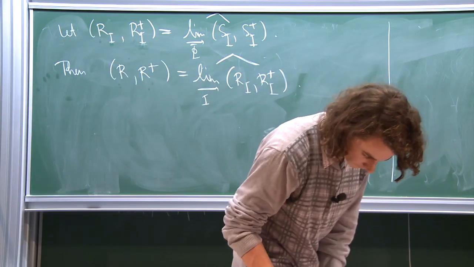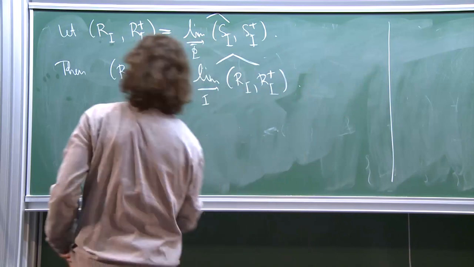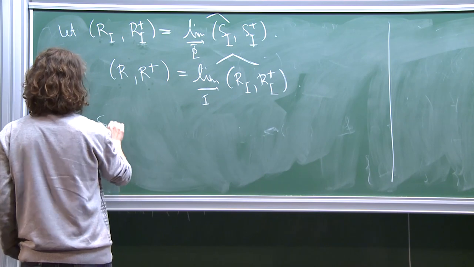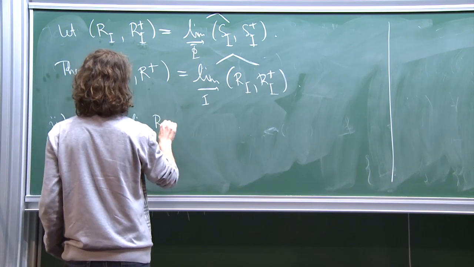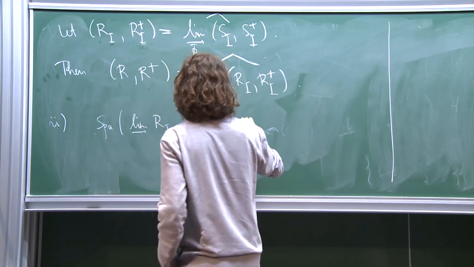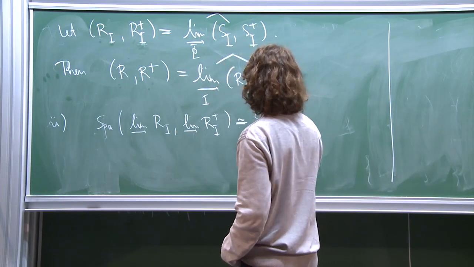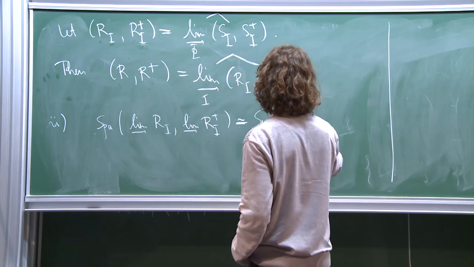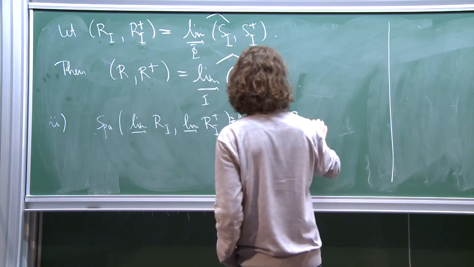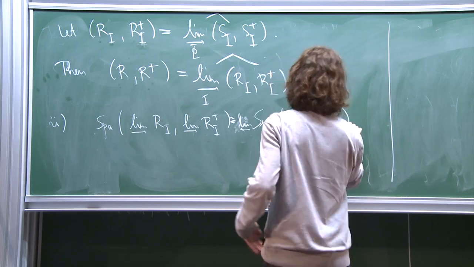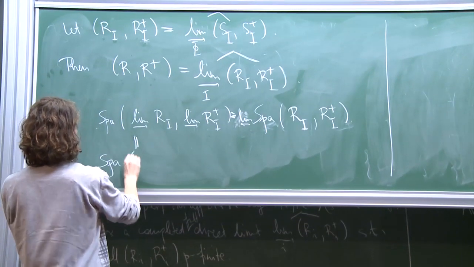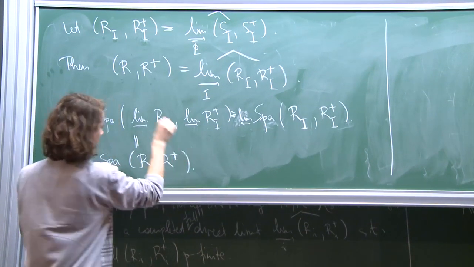And for two, we again note that this bar is just the direct limit of the Ri and the direct limit of the Ri plus. And here you have to do the same sort of verification that the continuous valuations exactly correspond, but it's OK. So you have this relation, and then again, the completion doesn't change anything, so it's the same as this adic spectrum of R, R plus.